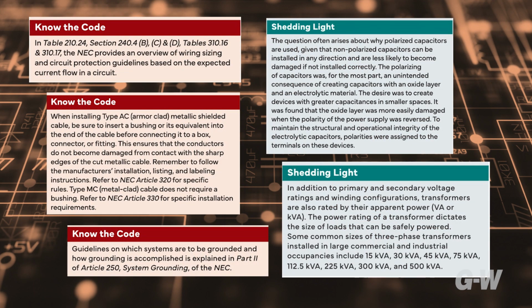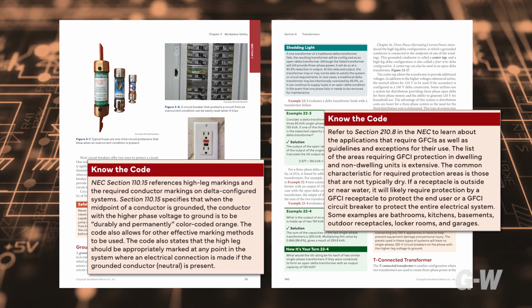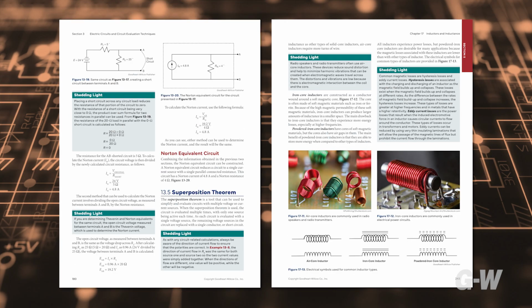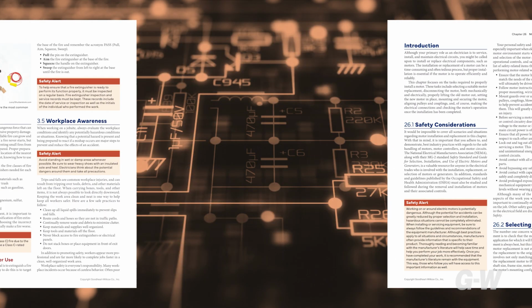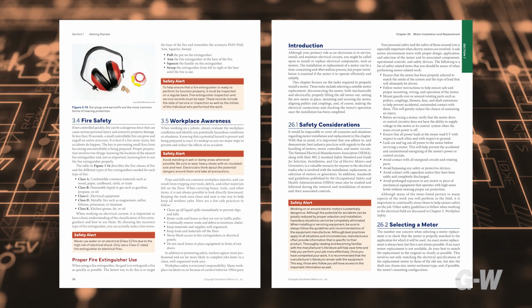Two of the most prevalent features that appear in this work are Know the Code and Shedding Light. The Know the Code element guides the reader to appropriate portions of the National Electric Code for additional information and specific code and guideline materials to support the text. The Shedding Light feature provides straightforward, sidebar conversation of sorts, giving the reader additional perspectives, insights, and commentaries on the main text content.